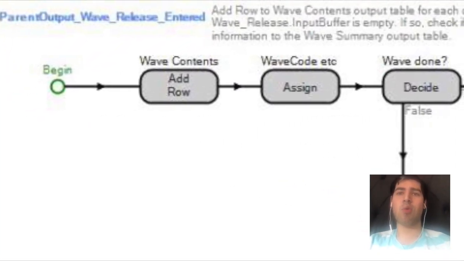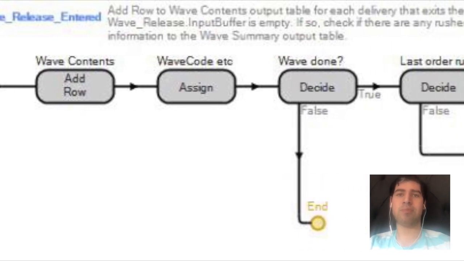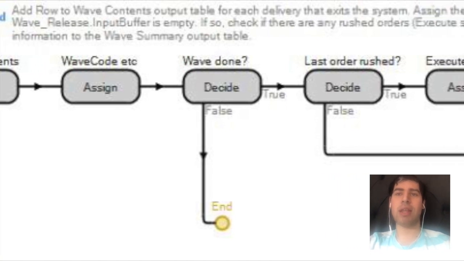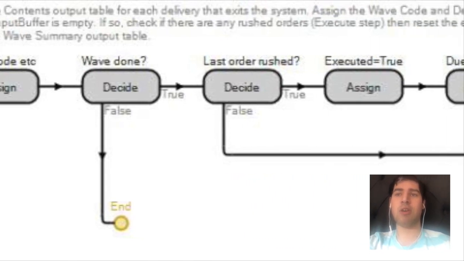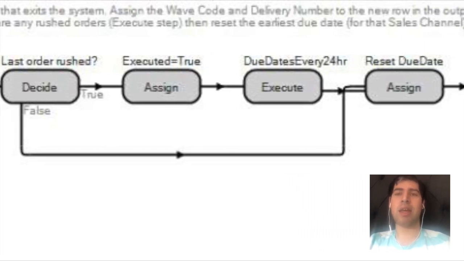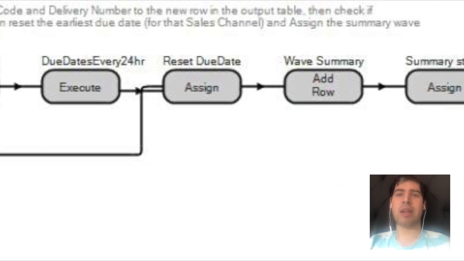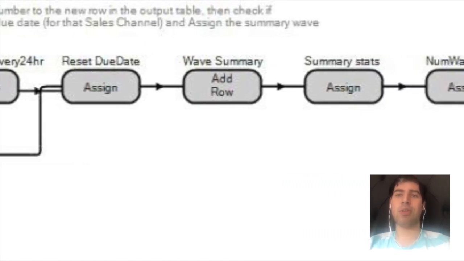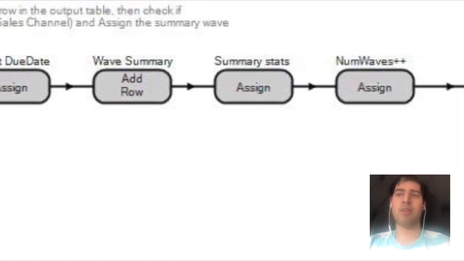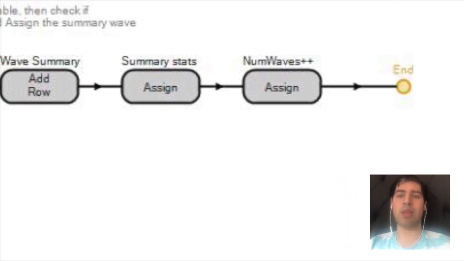It adds a row to the wave contents output table for each delivery that exits the system. It then assigns the wave code and delivery number to the new row in the output table. Then it checks the input buffer wave release, and if it is empty, it checks if there are any rush orders and then resets the earliest due date for the respective sales channel. Finally, it assigns the summary wave information into the summary output table.